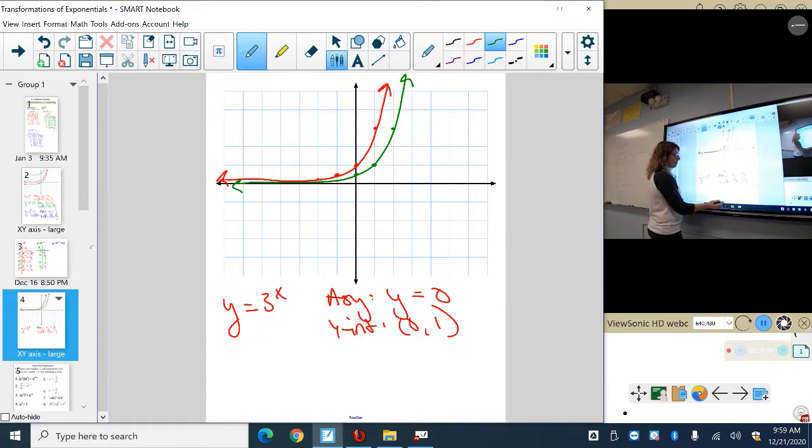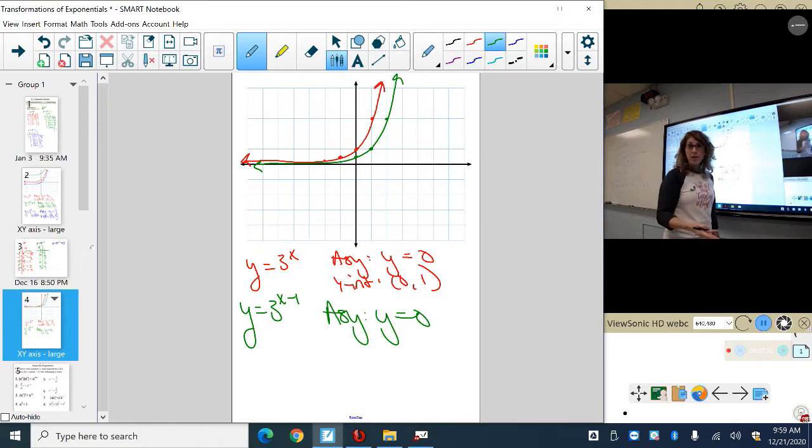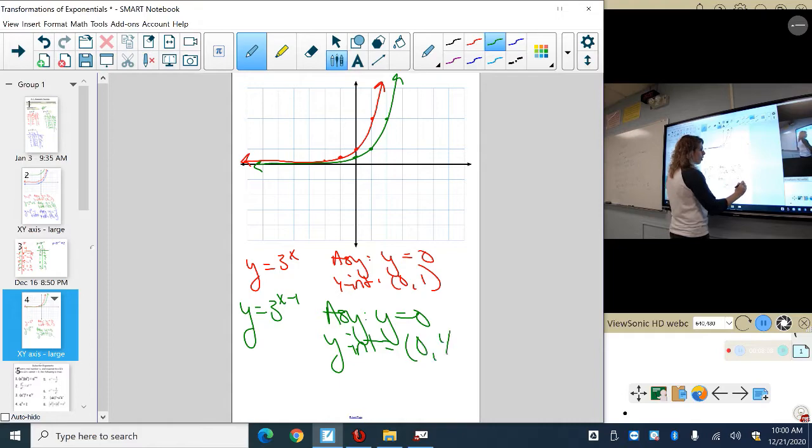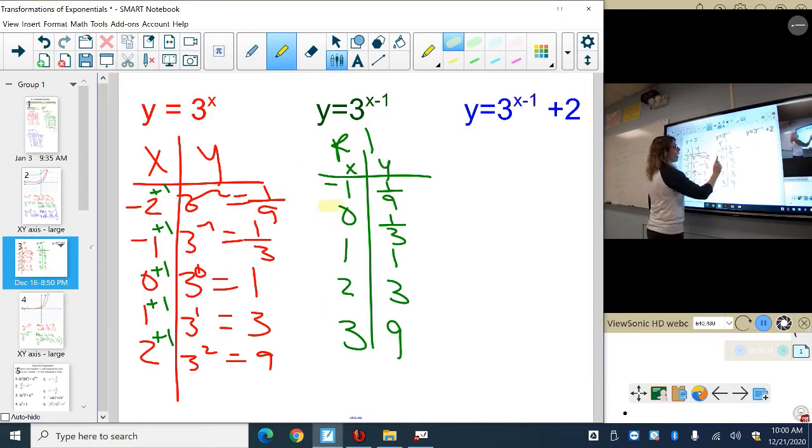What this means graphically is y equals 3 to the x minus 1. Your asymptote is still the same at y equals 0 because I didn't move it up or down. Your asymptote only changes whenever you move it up or you move it down. Which means your y-intercept is now going to be this point right here, and that point is going to be 0, 1/3. If you're not certain, go back to your xy table and determine that. Over here we had 0, 1. That was our y-intercept. That was our important point.